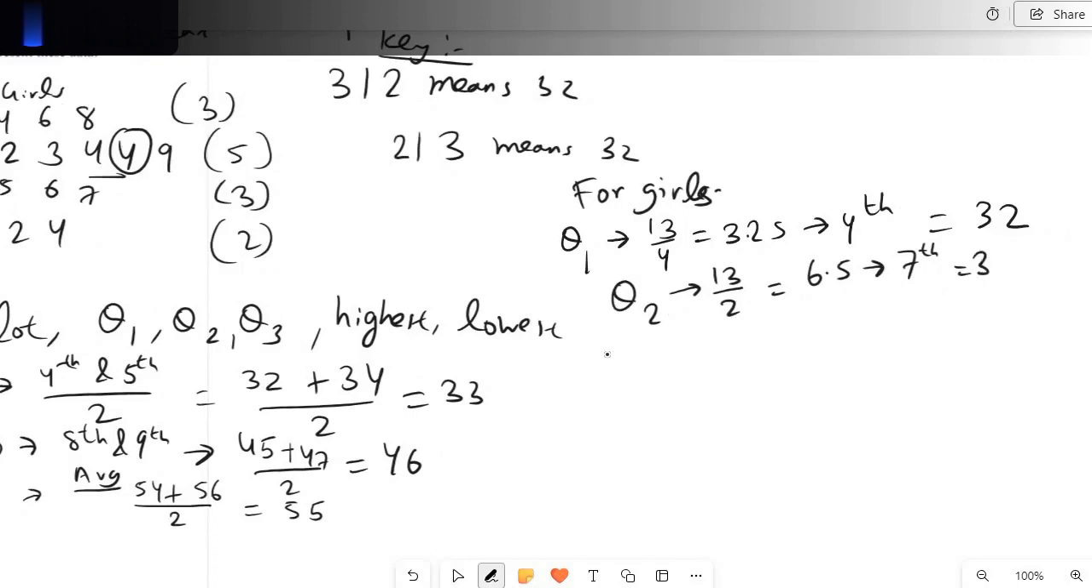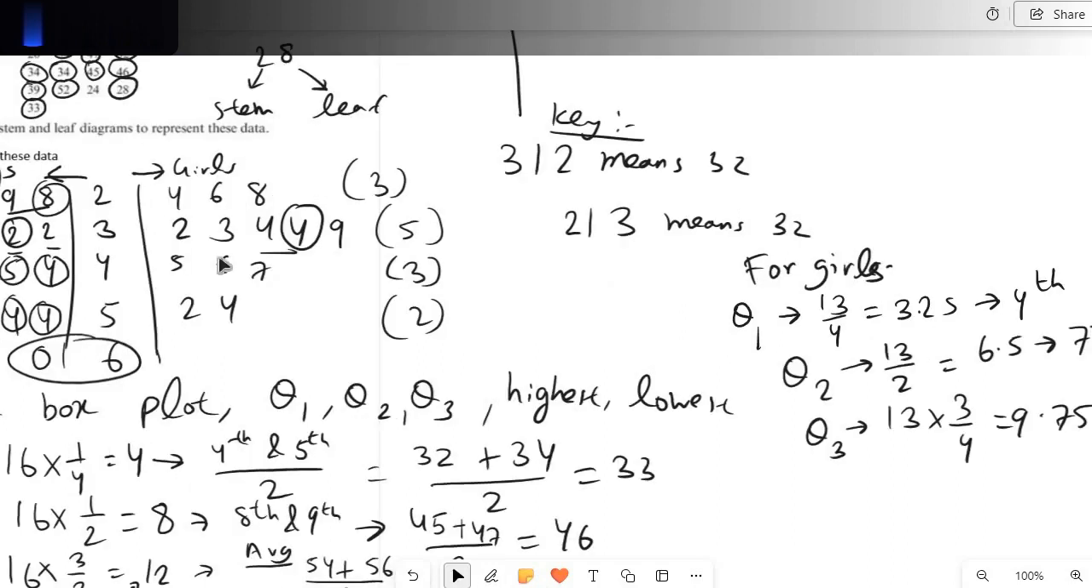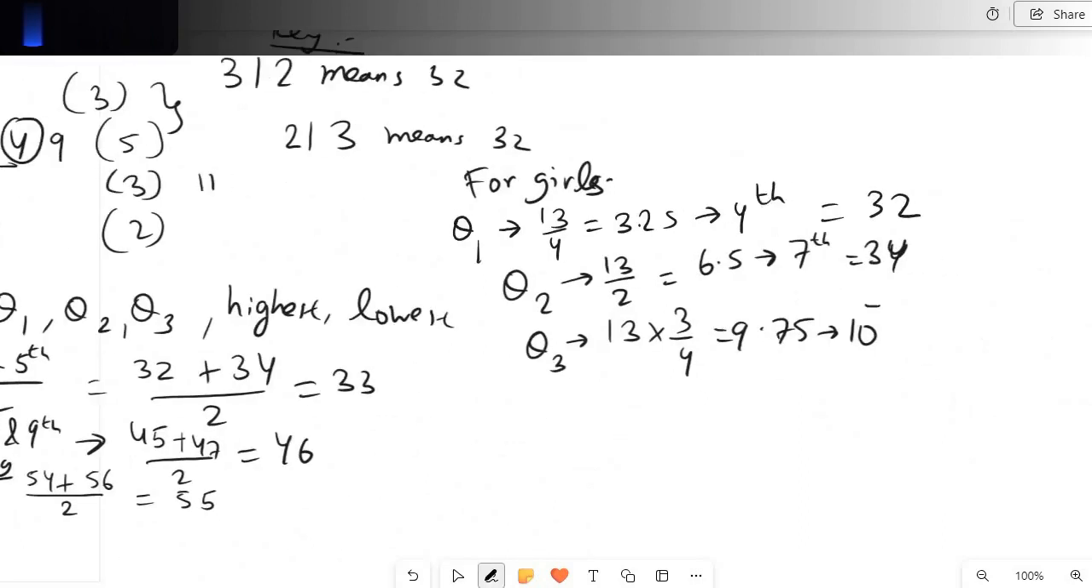And for the upper quartile, which is going to be Q3, which can be found using 13 multiplied by 3 over 4, giving us 9.75. As you can see, this is not a whole number, so we have to round this up to 10. Now looking at the stem and leaf diagram, you can see that there are 8 data points, and this is going to be 8 plus 3, which is 11. So the 10th data point is going to be 46. Therefore, the 10th term is simply 46 here.